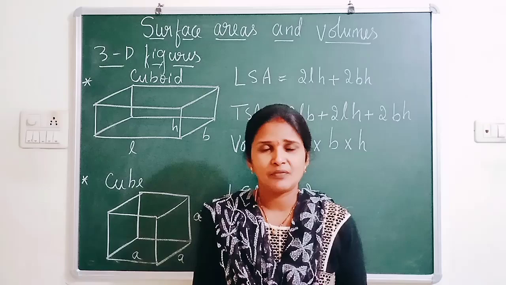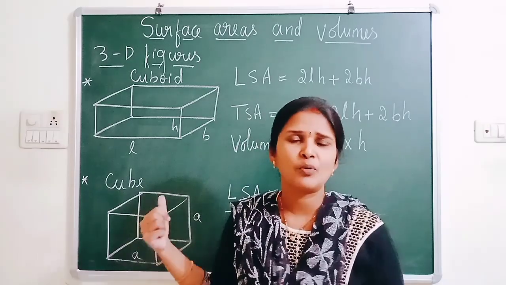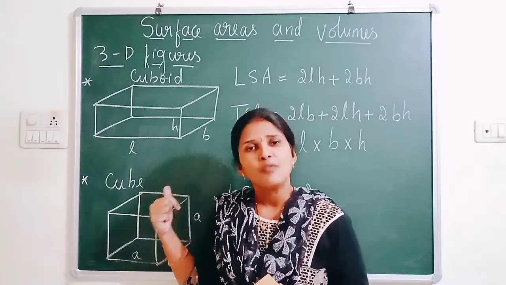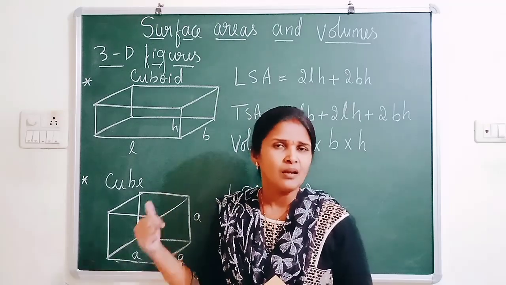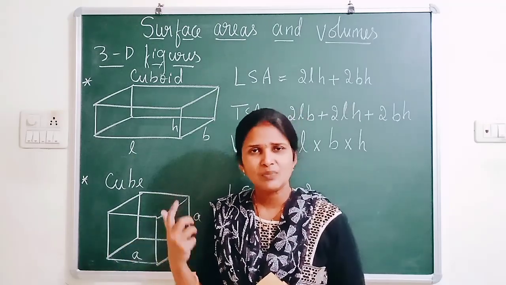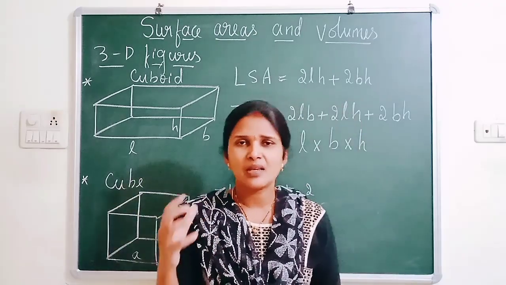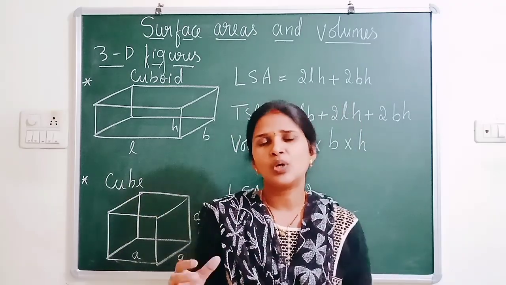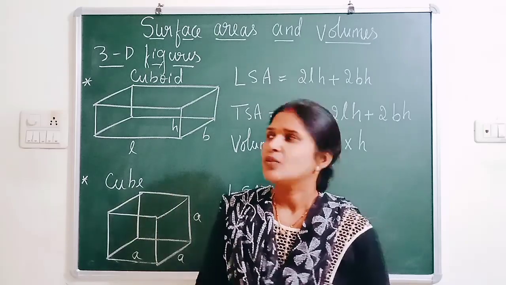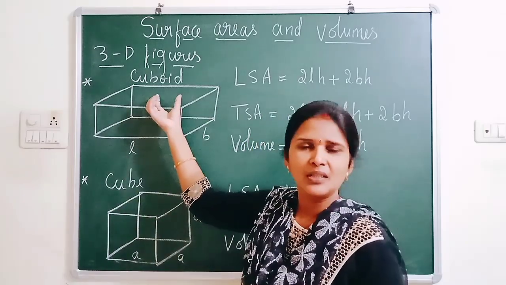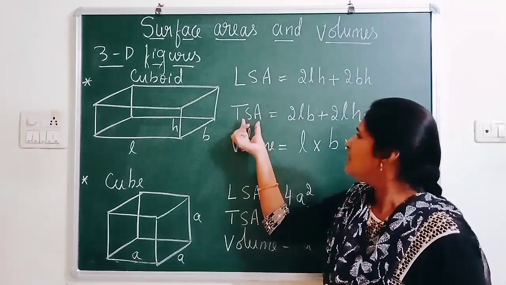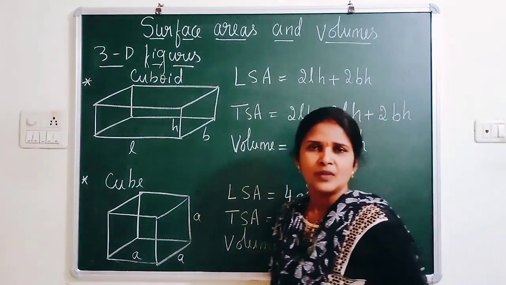To remember easily: the whole chapter depends upon these 3D figure formulae, that is LSA, TSA and volume. What is the meaning of LSA? That is lateral surface area. TSA means total surface area. So let me explain the first 3D figure, that is cuboid: LSA, TSA and volume.